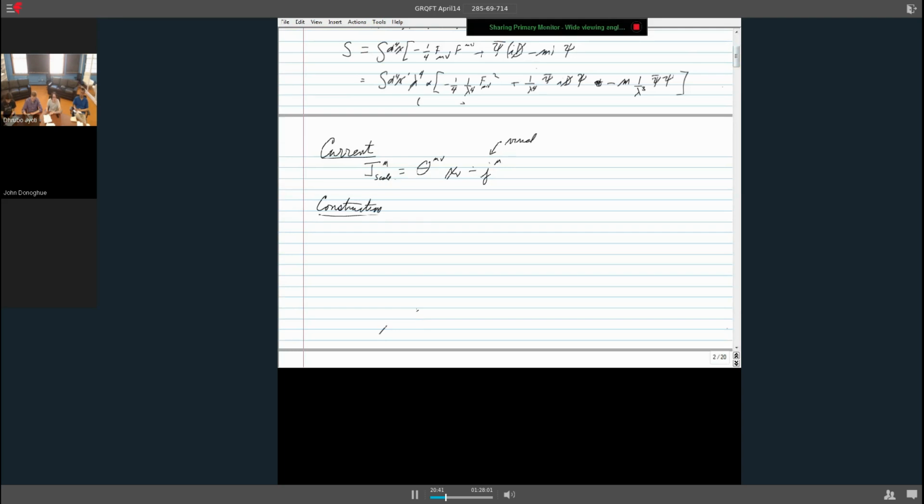Let me just start a partial construction. Actually, the thing I have worked out here is a scalar, where a scalar transforms as phi of x goes to lambda minus 1 phi of lambda x.